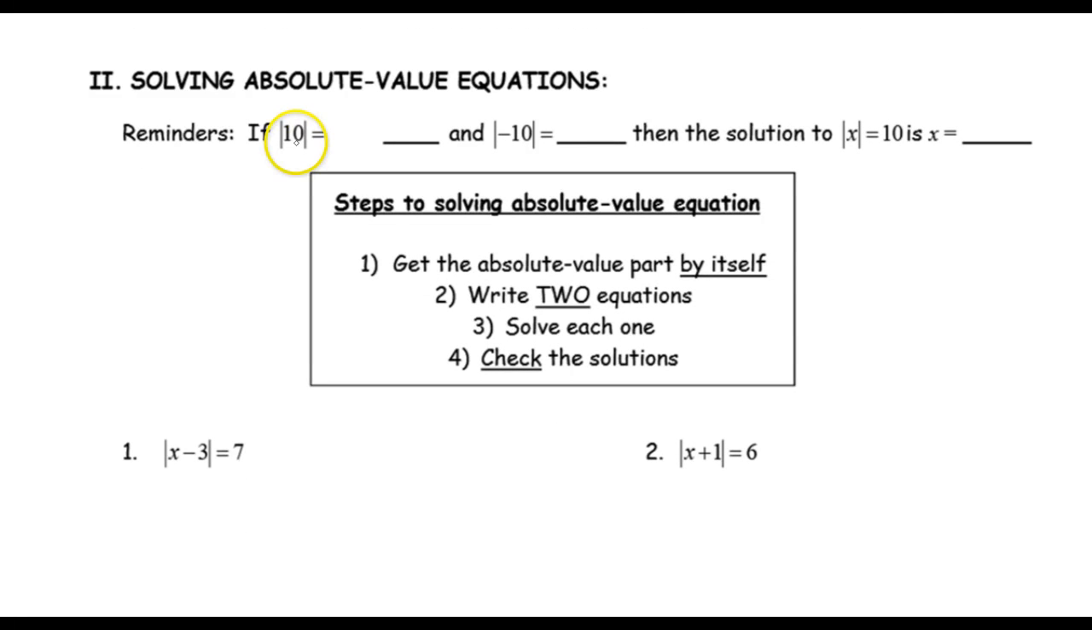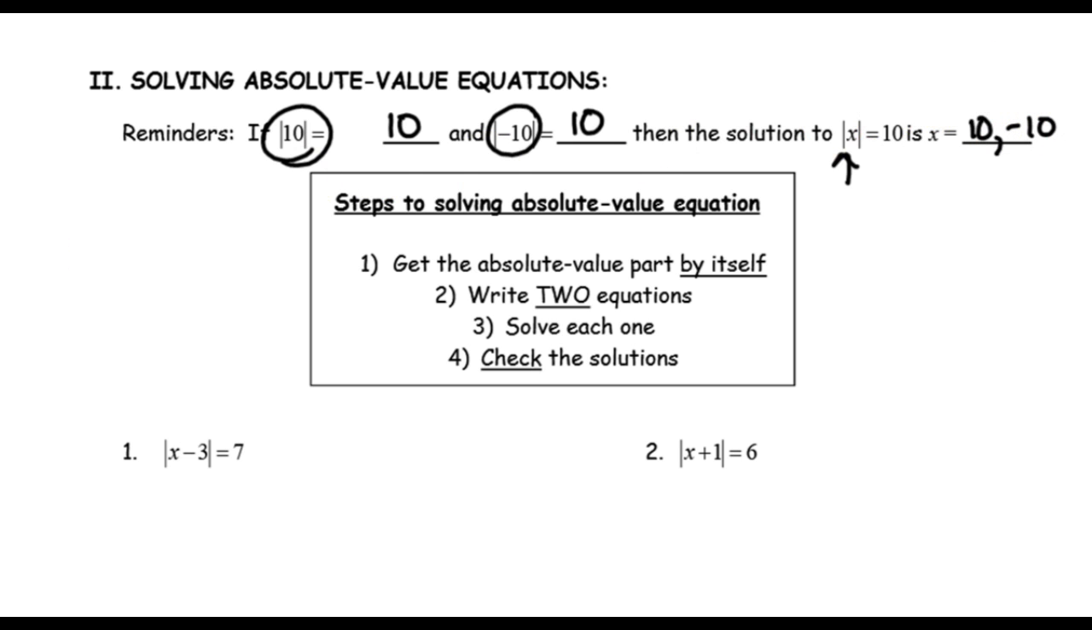Remember that if I'm asking you what is the absolute value of 10, I would say that the absolute value of 10 is 10. It's 10 units away from 0. And likewise, the absolute value of negative 10 is also 10 units away from 0. So this is asking what number is 10 units away from 0. X could be either positive 10 or negative 10. Either answer. And what you'll notice is that we're going to have two solutions for absolute value.